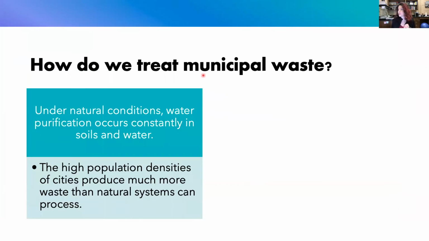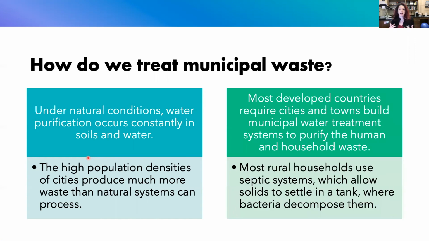We've brought up this term before, municipal, in the way of water. So how do we get municipal water? Well, we have to treat municipal waste in order to get municipal water. So under natural conditions, water purification occurs constantly in soils and water. And the high population densities of cities produce much more waste than natural systems can process. So in rural areas, it might be a lot easier to rely on natural processes to clean water than in an urbanized area. In these urban centers, we have to more and more rely on municipal waste treatment centers.